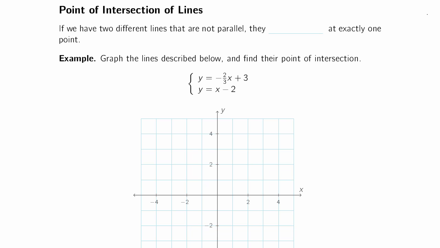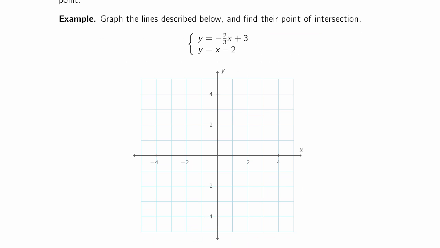If we have two lines that are not parallel, then they intersect each other at exactly one point. And one way to see where they intersect is to just go ahead and draw the graphs. Let's do that for this example. We have two equations here. Each one describes one line.